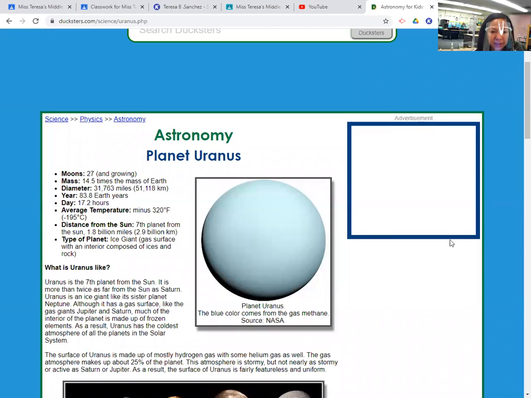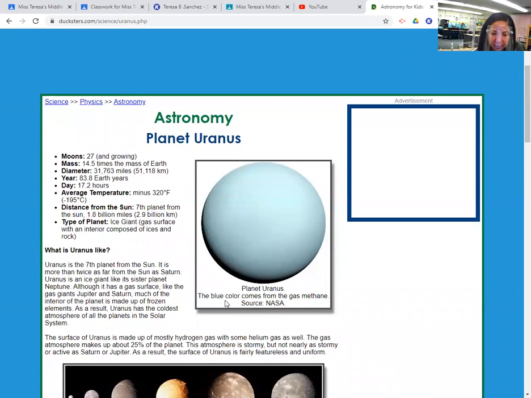Okay, here is a picture of the planet Uranus. It's sort of a grayish, whitish color, or bluish, I guess. It says the blue color comes from the gas methane. It has 27 moons and growing. It is 14.5 times the mass of Earth, so it is 14.5 times bigger than Earth. It's 31,763 miles in diameter. One year equals 83.8 Earth years. One day is 17.2 hours. The average temperature is negative 320 degrees Fahrenheit. It's the seventh planet from the sun, 1.8 billion miles away from the sun. And it is an ice giant.